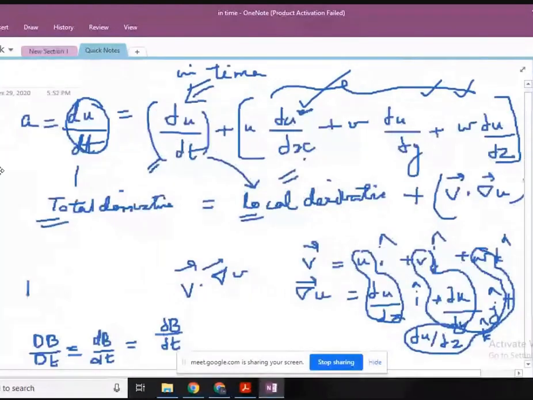A generic scalar. It can be temperature. It can be pressure. Whatever you're trying. It will have a local derivative, and it will have a convective derivative.